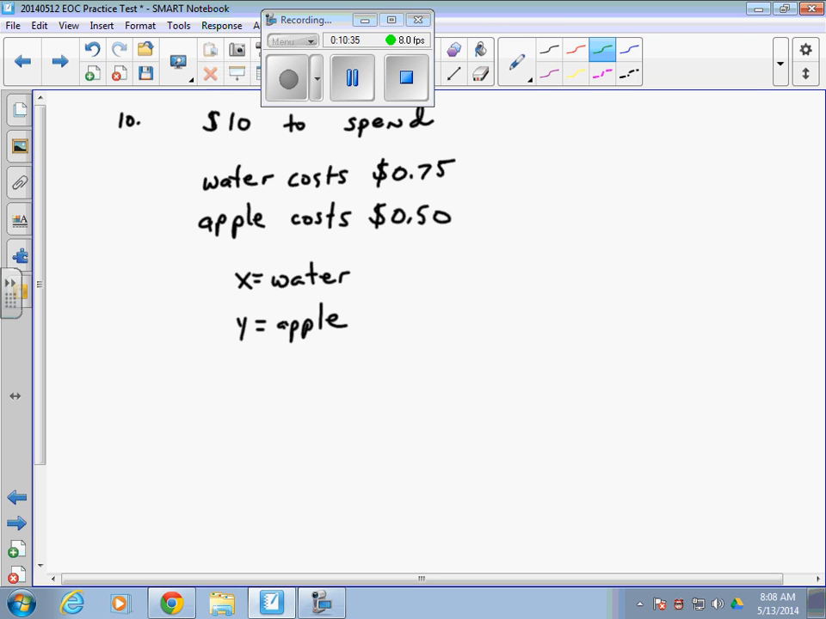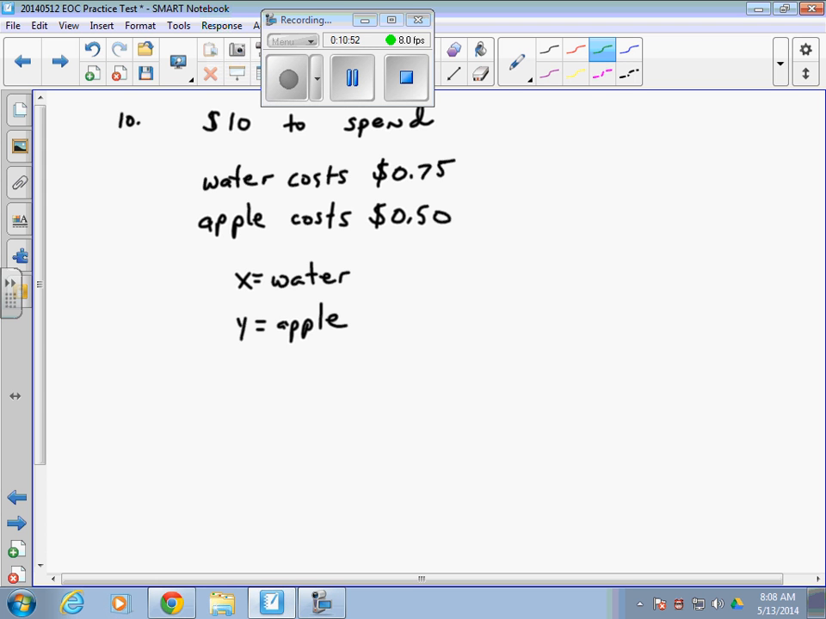Number 10 says Evan has $10 to spend on water and apples for his friends. A bottle costs 75 cents. An apple costs 50 cents. X represents water. Y represents an apple. Which equation shows what's going on?